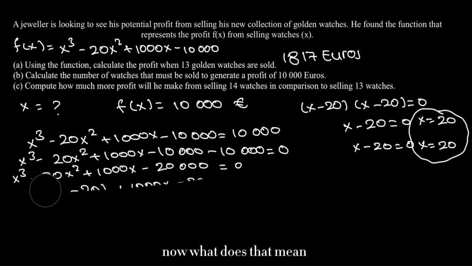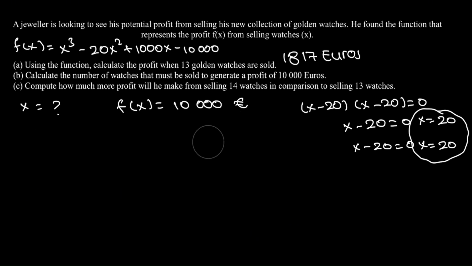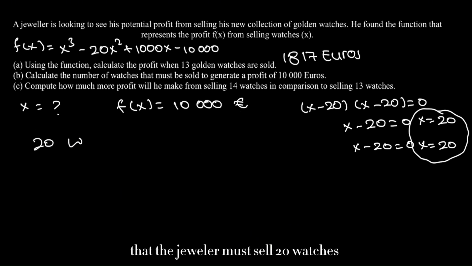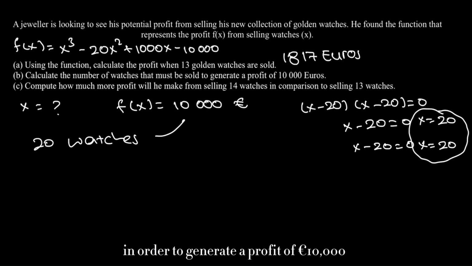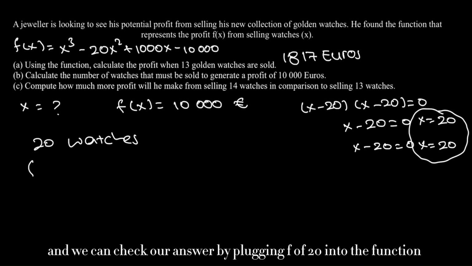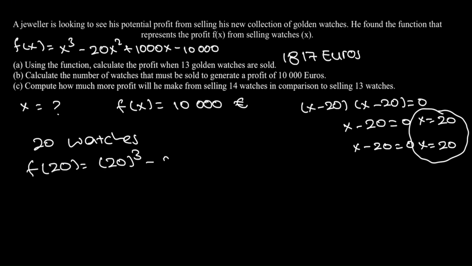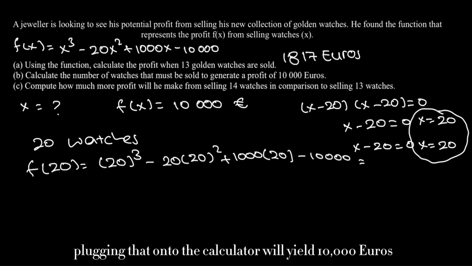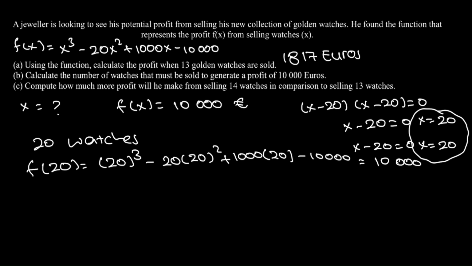Now what does that mean? It means that the jeweler must sell 20 watches in order to generate a profit of 10,000 euros. And we can check our answer by plugging f of 20 into the function. Plugging that onto the calculator will yield 10,000 euros. That's how we know we answered correctly.